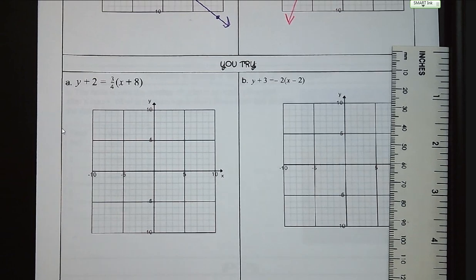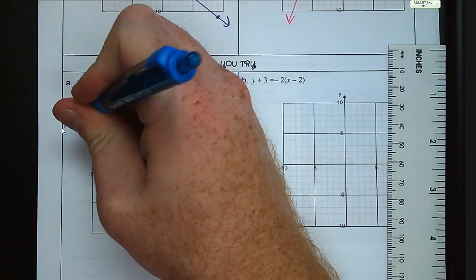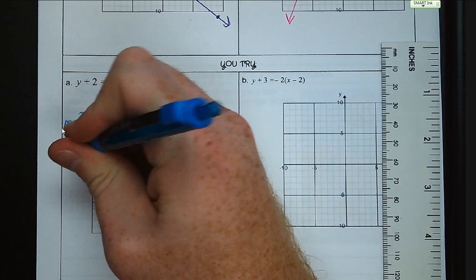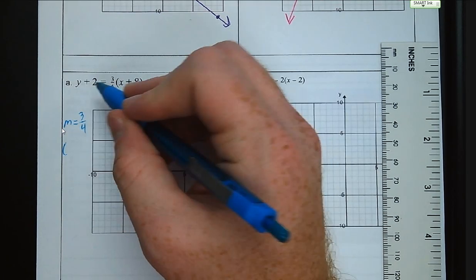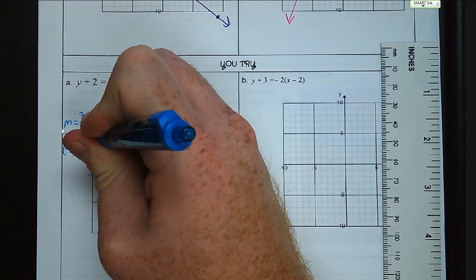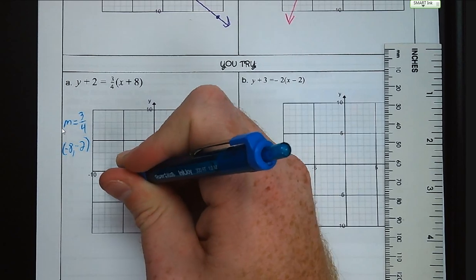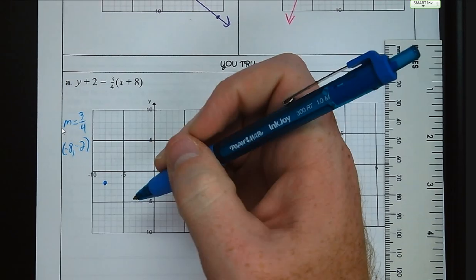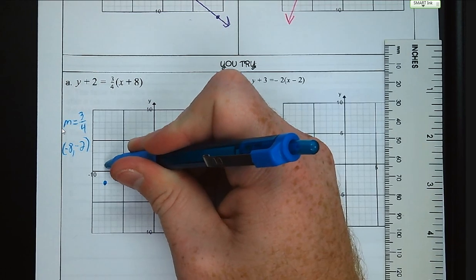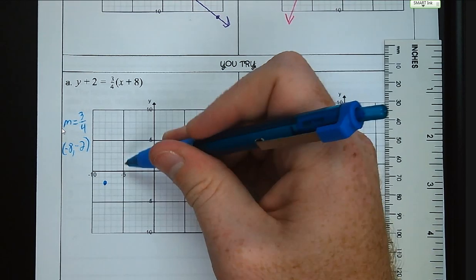All right, I want you guys to try letters A and B on your own. All right, so letter A, my slope is equal to 3/4. And my point, well, they're both being added, so we know these are both negative numbers. So we have (-8, -2). So we have a point at negative 8, so we go to the left 8 and down 2. Our slope is 3/4, so we're going up 1, 2, 3 over 1, 2, 3, 4. Up 3 over 4.